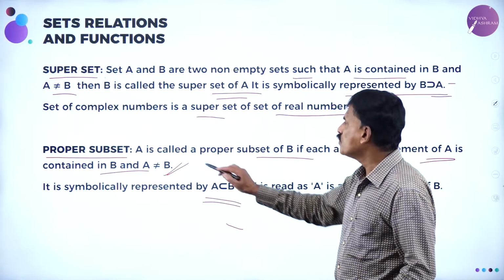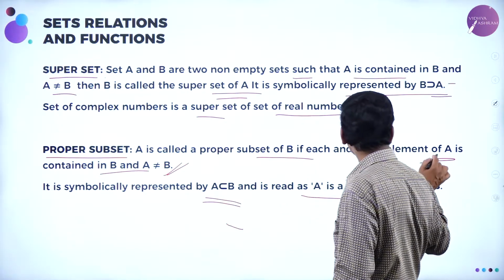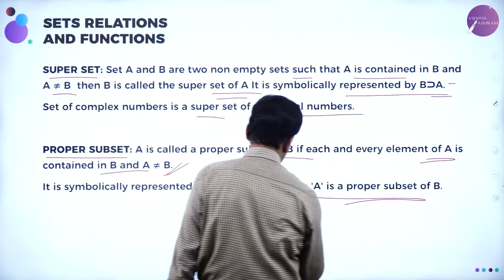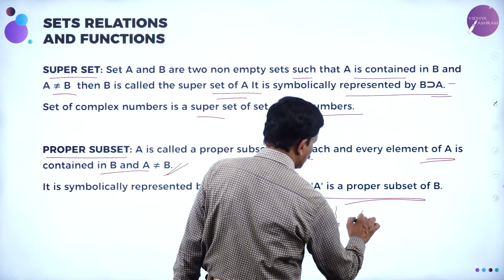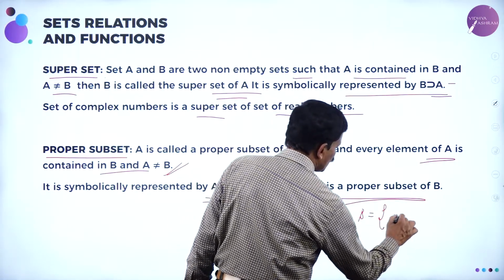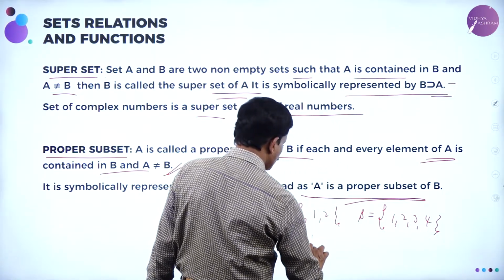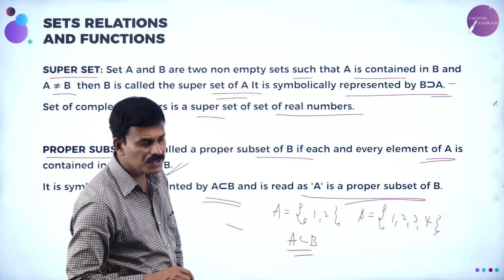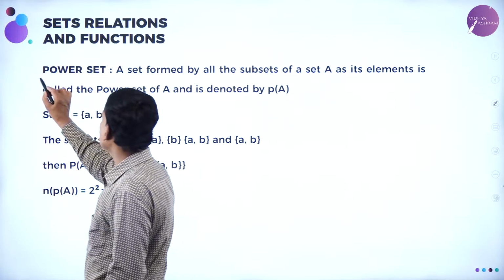A is called the proper subset of B if each and every element of A is an element of B. Say for example, if I take A = {1, 2} and B = {1, 2, 3, 4}, then A is the proper subset of B. All the elements of A must be the elements of set B. Right. Now, let us come to the next concept, power set.